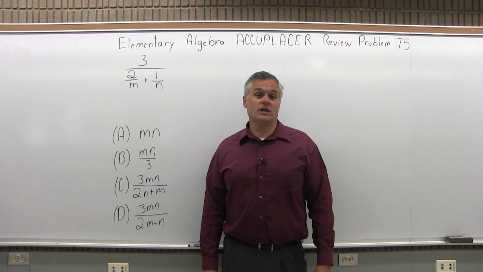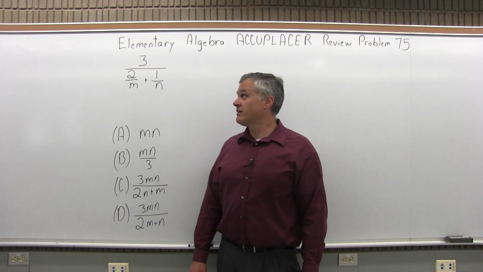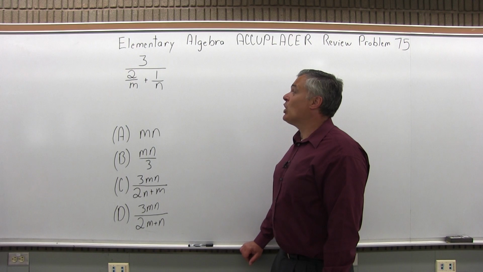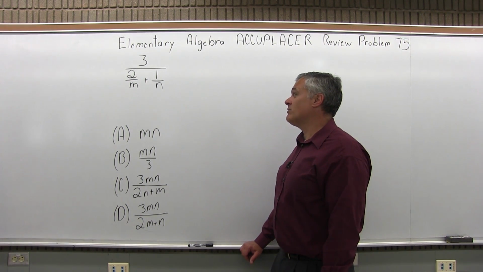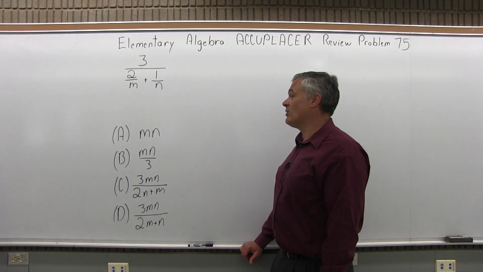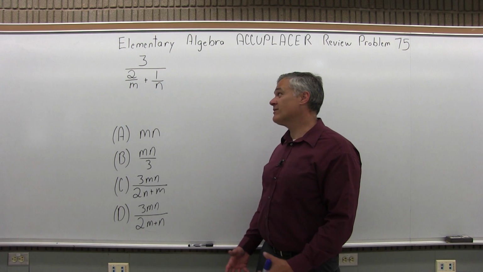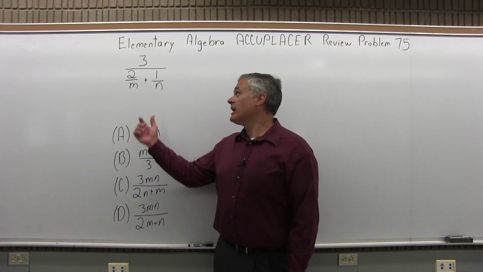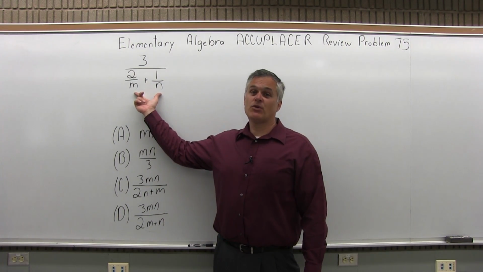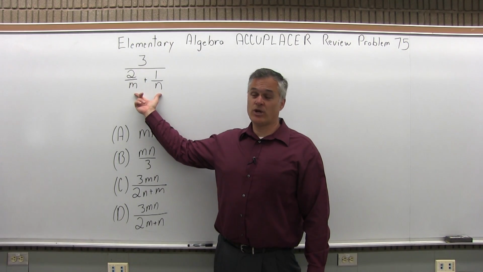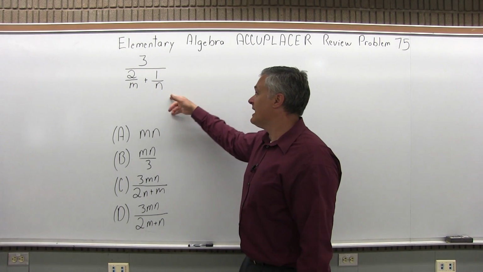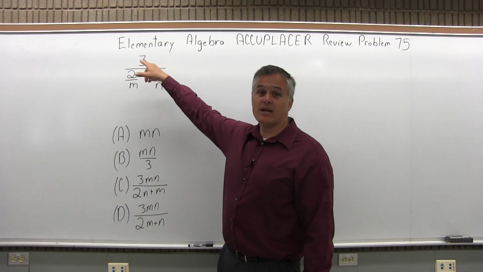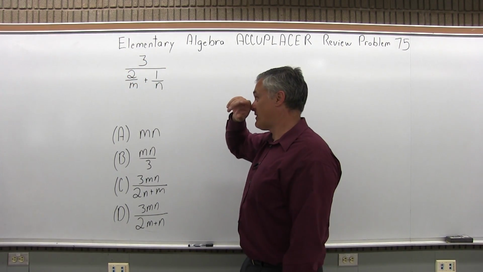This is the Elementary Algebra ACCUPLACER Review, Problem 75. We have 3 over 2 over m plus 1 over n, and we want to see what that equals. So it's kind of a big, messy fraction. What I'd like to do is work the denominator into one fraction with a numerator and a denominator, and then invert it or flip it and multiply it times the top, times the 3, and that should simplify it.